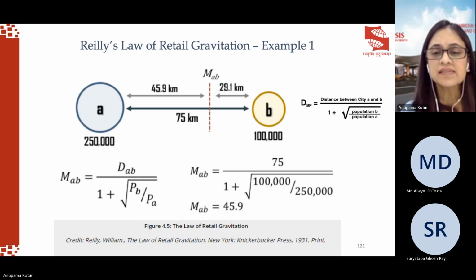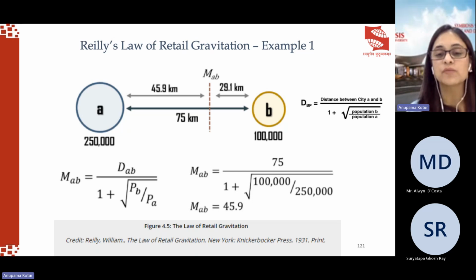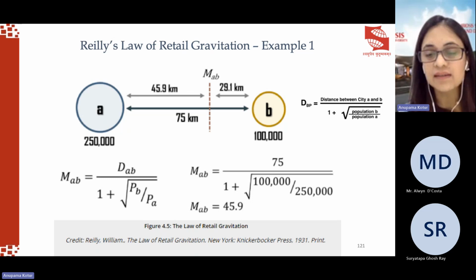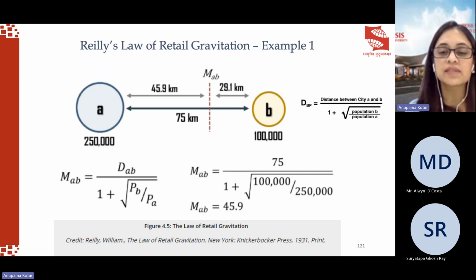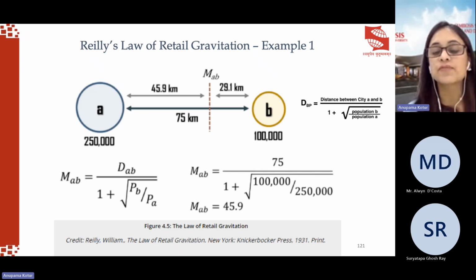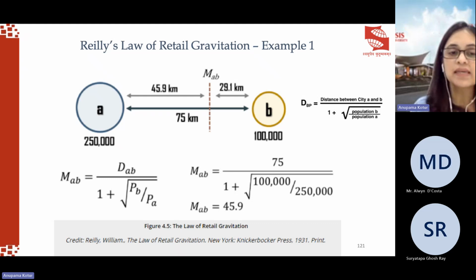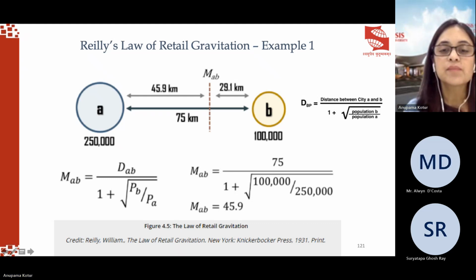75, which is the distance between both the locations, divided by 1 plus square root of 1 lakh divided by 2,50,000, which is the population. When I resolve this equation, I get the point of indifference as 45.9. That means the point of indifference for me is 45.9 kilometers from city A.